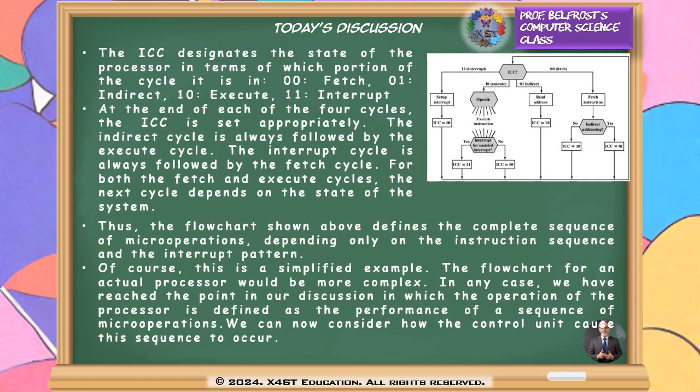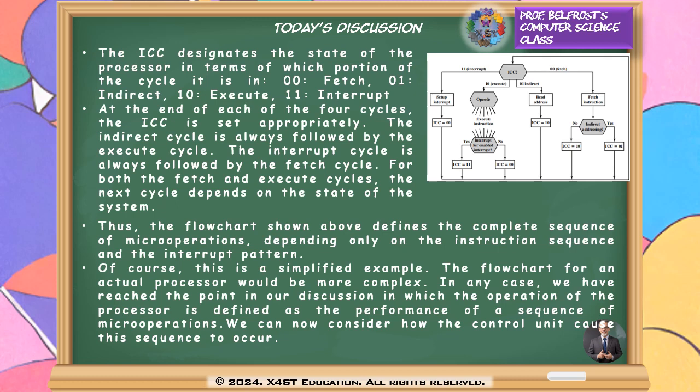So the ICC designates the state of the processor in terms of which portion of the cycle it is in. 00 for fetch, 01 for indirect, 10 for execute, and 11 for interrupt. At the end of each of the 4 cycles, the ICC is set appropriately, and the indirect cycle is always followed by the execute cycle.